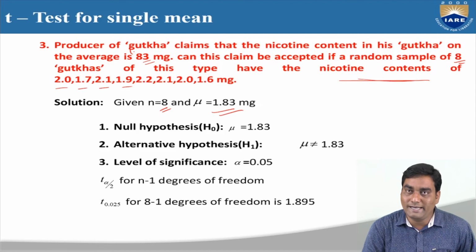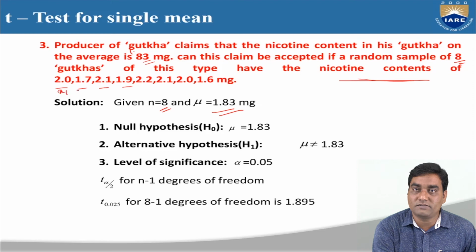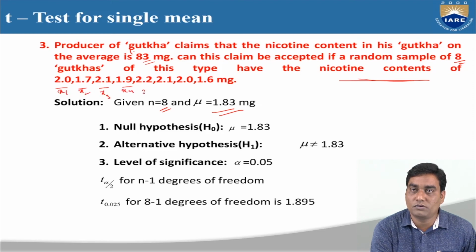8 values are individually given. That means the first one is x1, second one x2, third one x3, fourth one x4, fifth one x5, sixth one x6, x7, x8, like that.